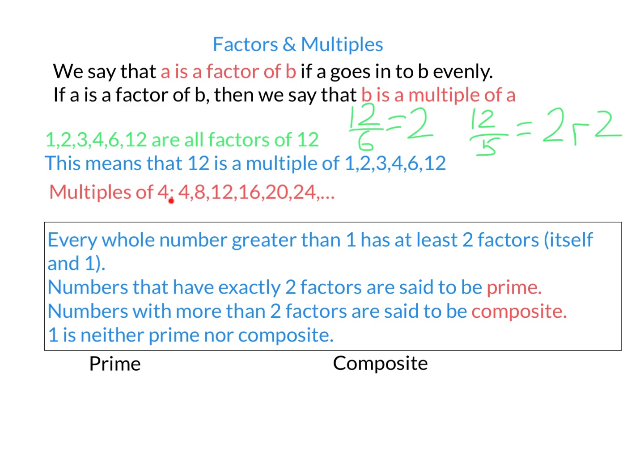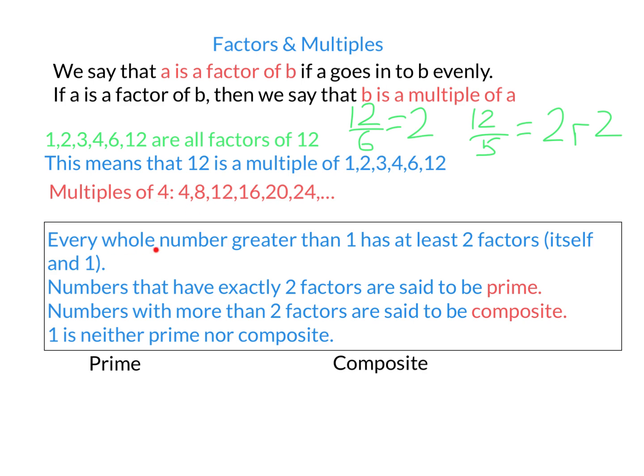When we're talking about multiples, we're sort of counting up by that number. So multiples of 4 will be 4, 8, 12, 16, 20, 24, and so on. Notice that we're just doing our 4 times tables. We're just going up by 4. Each of these is a multiple of 4 because 4 is a factor of each of these numbers. 4 goes into 4 evenly, 4 goes into 8 evenly, 4 goes into 12 evenly. So when you have a situation like this, a number goes evenly into another number, the smaller number is a factor, the larger number is a multiple.